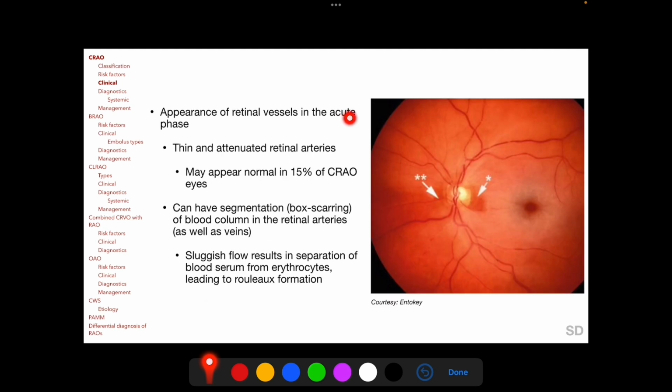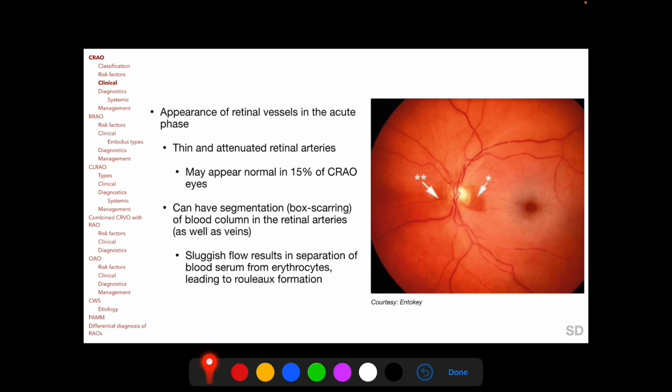In the acute phase of CRAO, the retinal arteries distal to the site of occlusion usually appear thin and attenuated, as seen here in this clinical photograph. And both retinal arteries and retinal veins can have segmentation, also called box carding or cattle tracking of the blood column, and this is due to sluggish flow of blood in the retinal arteries and veins distal to the occlusion in the central retinal artery, and this sluggish flow of blood results in separation of the blood serum from erythrocytes, leading to rouleau formation or a clumping of the erythrocytes.